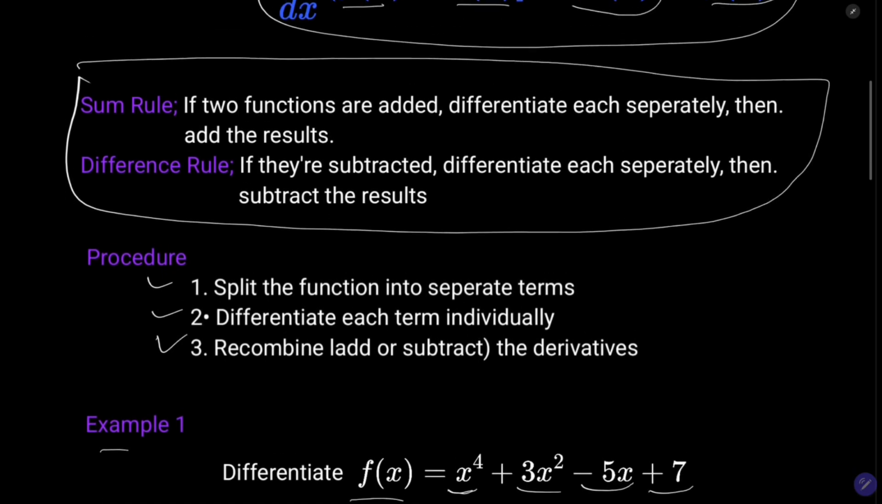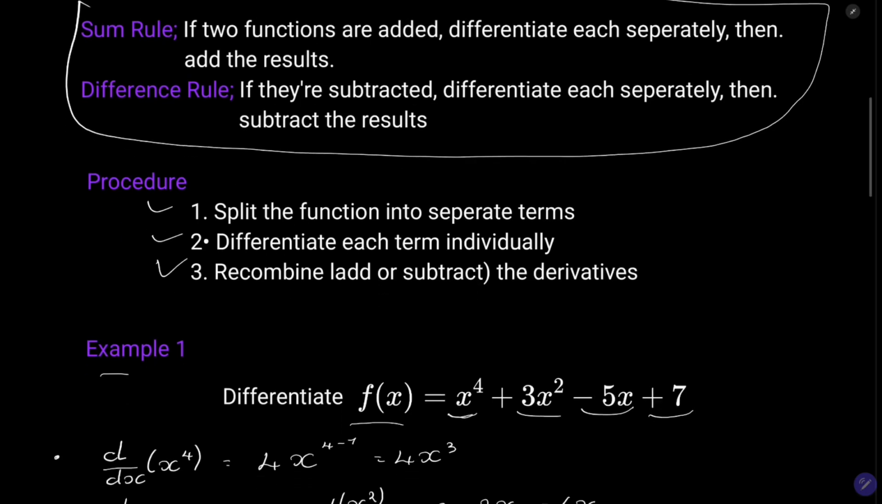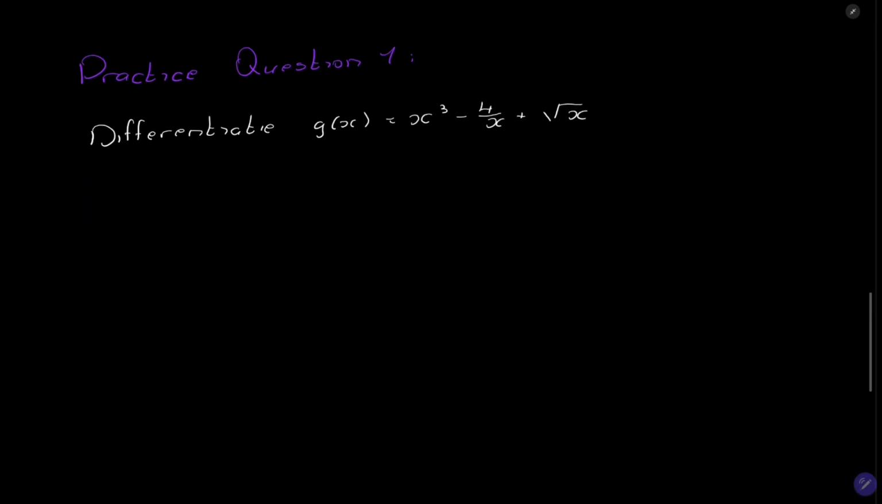From our three procedures, which are first, split the function into separate terms, second, differentiate each term individually, third, recombine the derivatives, we are going to start with the first step, which tells us to split the function into separate terms. From this function, which is g of x equal to x cubed minus 4x plus square root of x, we can identify three individual terms, with our first term being x cubed, second term being 4 on x, third term being square root of x. So we have already split our function into separate terms by identifying each term.